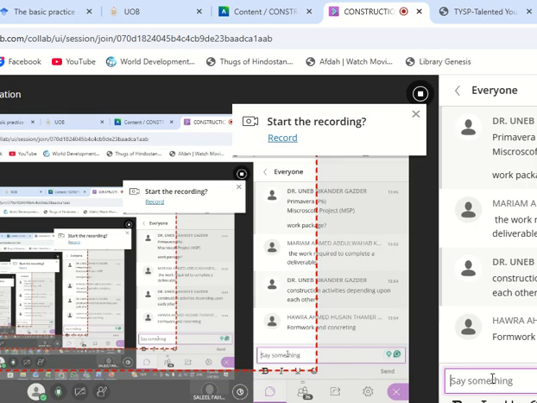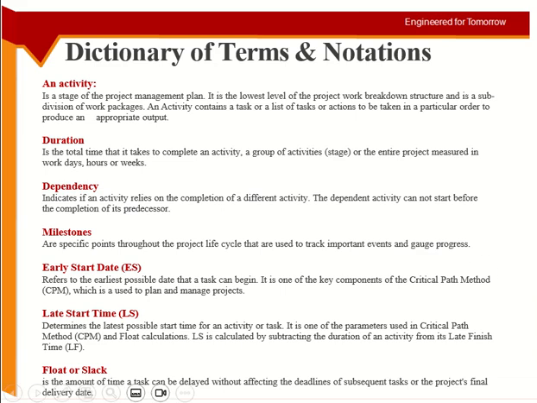Yes, formwork and concreting. You have to complete the installation of the formwork for starting the concreting work. The same can be said for steel placement and concreting, or concreting and removal of formwork. So yes, this is a good example, Haura.